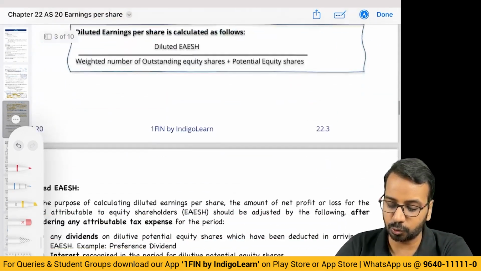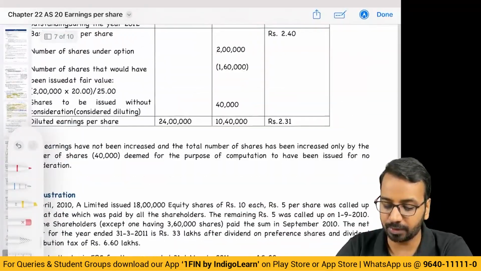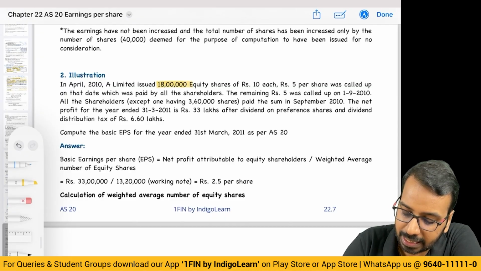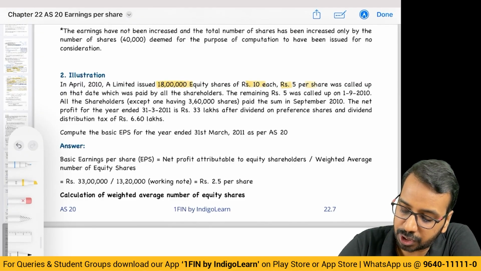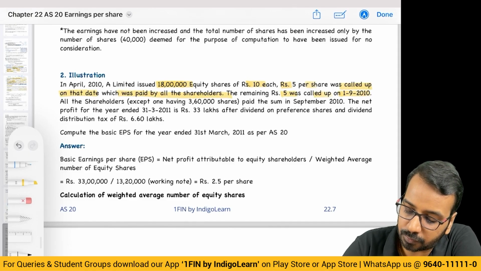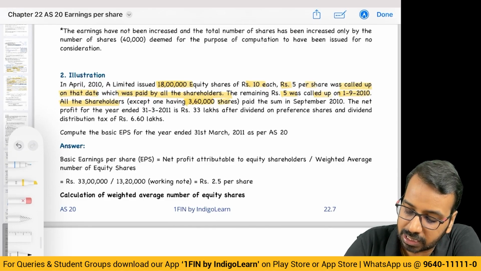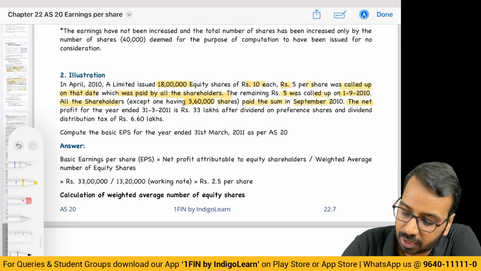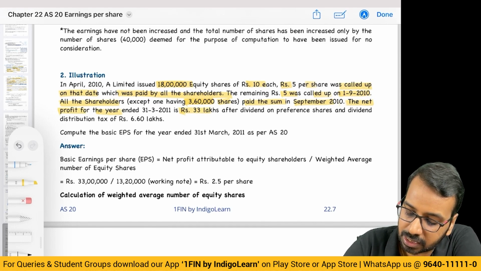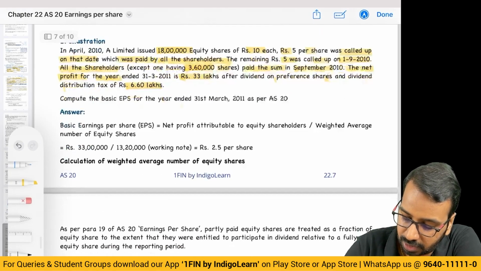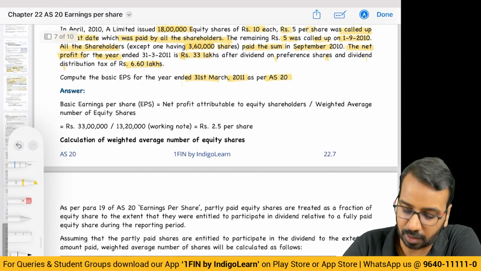Now, before moving on to rights issue, let us have a look at a couple of basic questions and then we will continue. In April 2010, A Limited issued 18 lakh equity shares of 10 each. Rupees 5 per share was called up on that date, which was paid by all the shareholders. Remaining 5 was called up on 1st of September. All the shareholders except one having 3,60,000 shares paid the sum in September 10. The net profit for the year is 33 lakhs after dividend on preference shares and dividend distribution tax of 6.6. Compute the basic EPS for the year ended 31st March 2011 as per Accounting Standard 20.